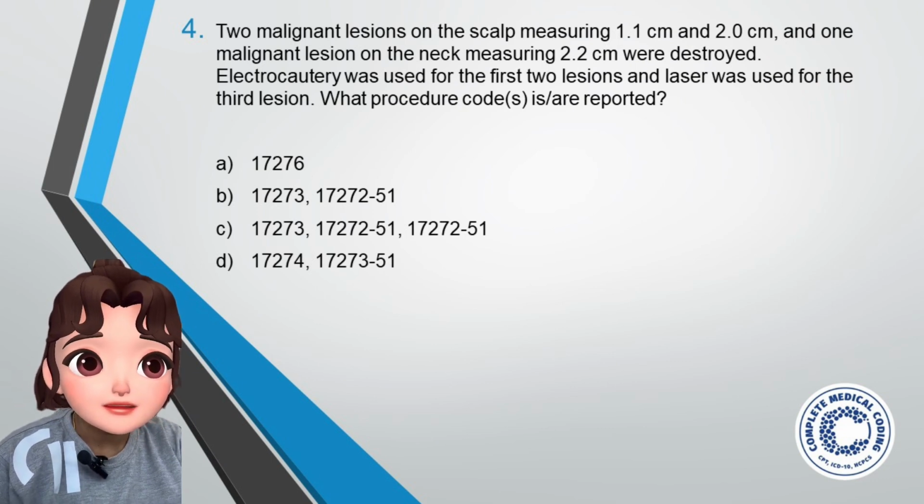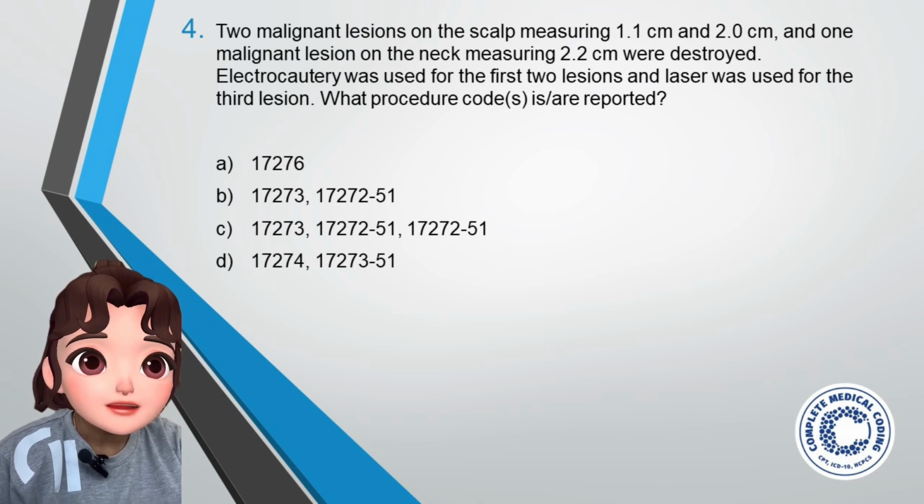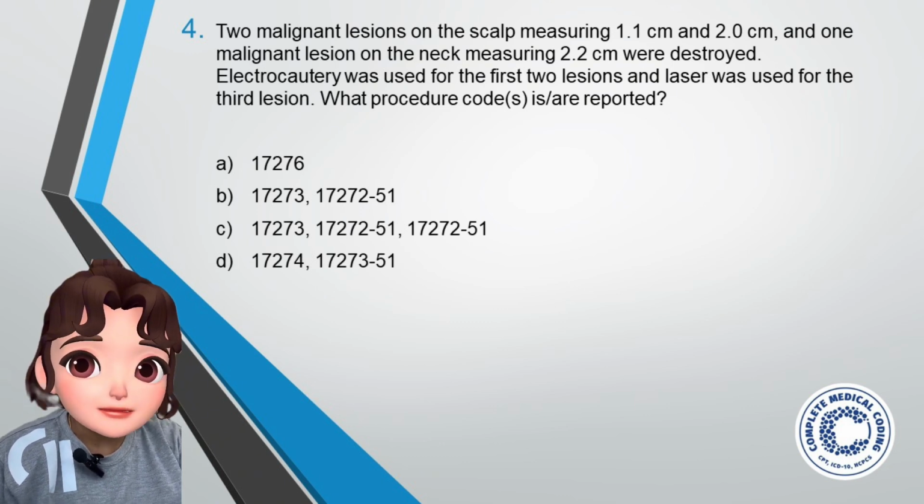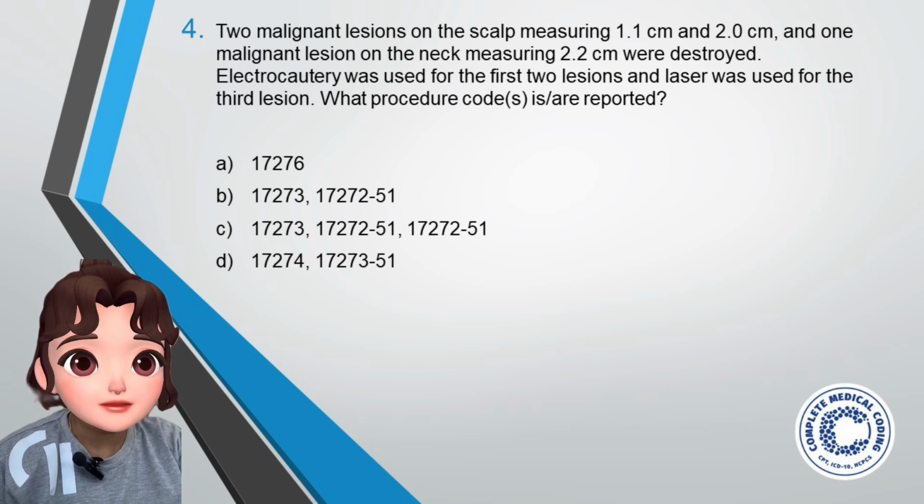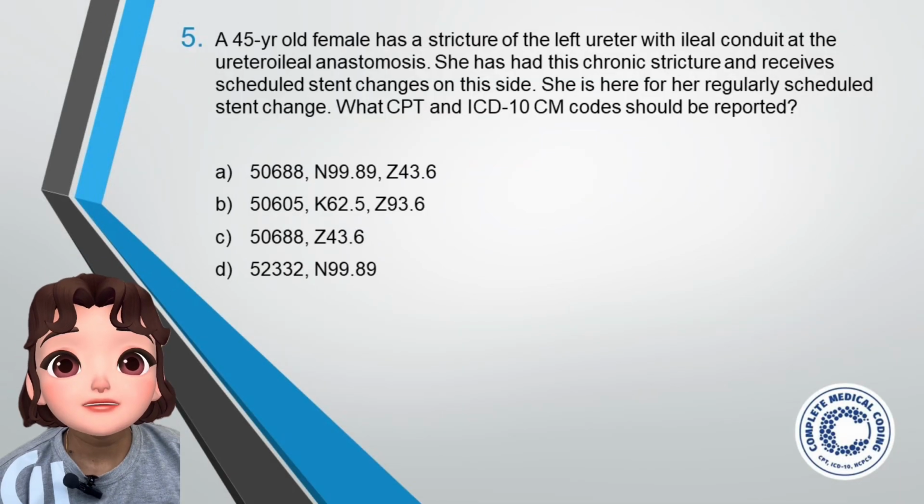Right? So what will be the answer? 17273, 17272 with modifier 51, 2 times, because a total of 3 lesions are destroyed. So our answer will be option C: 17273, 17272 with modifier 51 and again 17272 with modifier 51. Okay. Let's move to the fifth question.